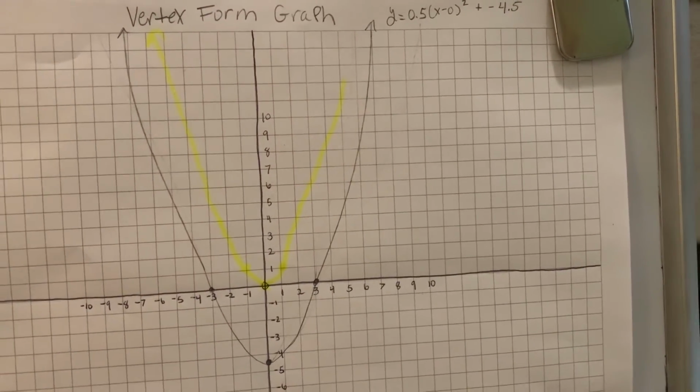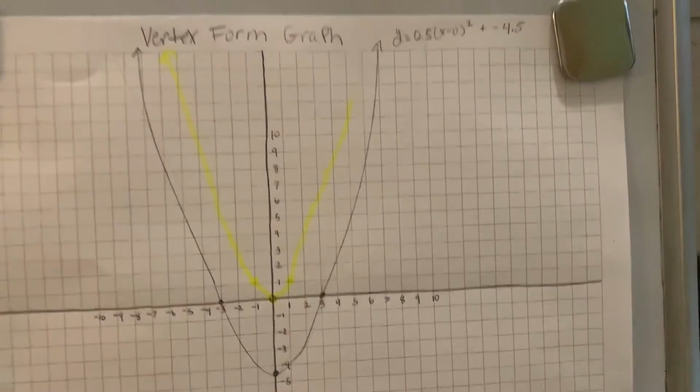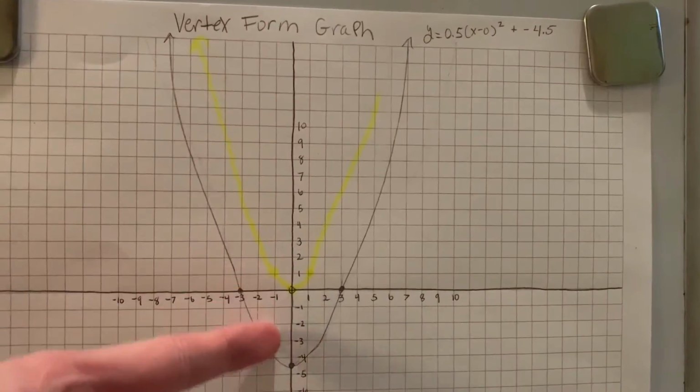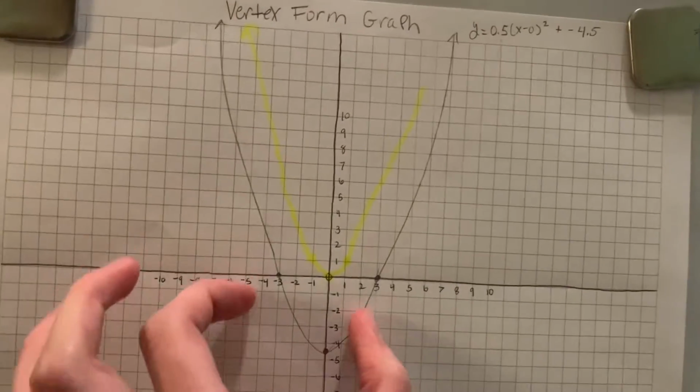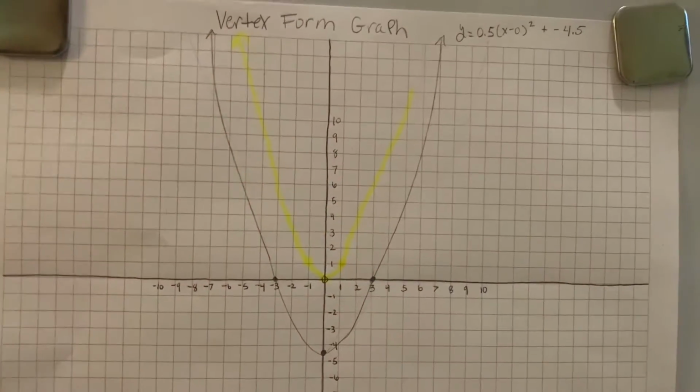And our final piece, looking at the transformations here. As you can see, the parent graph is the one in yellow there, and the new one is the one in pen. You can see here that it has translated down 4.5 from 0, and it has also dilated and got a little bit fatter than the original.